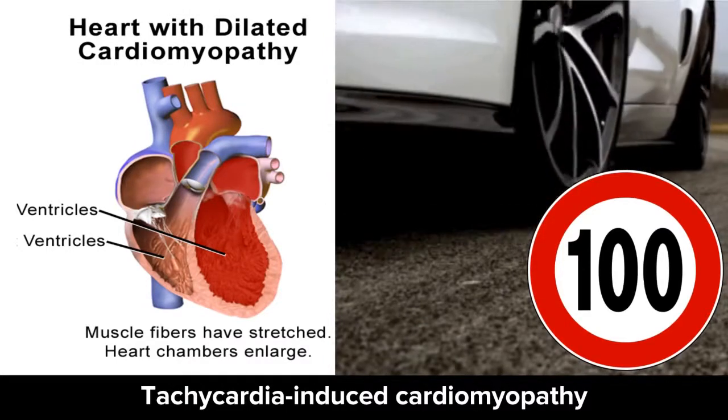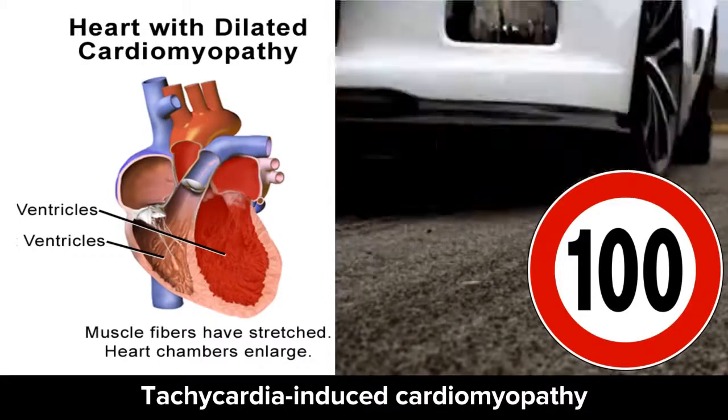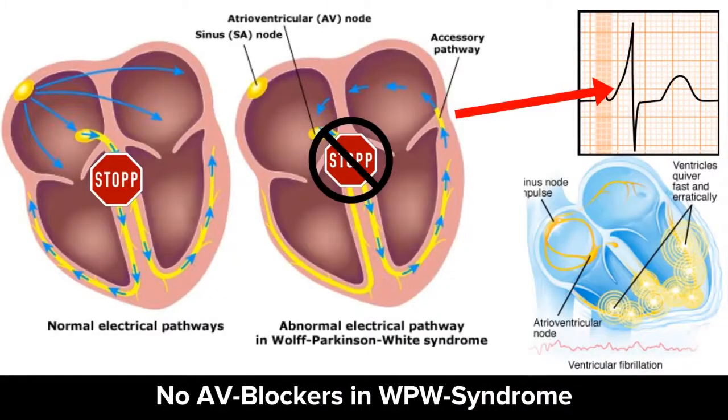Word of caution: AV node blockers should not be used in patients with Wolff-Parkinson-White syndrome when an accessory AV pathway is involved. This is indicated by wide QRS duration. These drugs increase frequency of conduction via the bypass tract, possibly causing ventricular fibrillation. Ventricular fibrillation is the most serious cardiac rhythm disturbance. The lower chamber quivers, and the heart can't pump any blood, causing cardiac arrest.